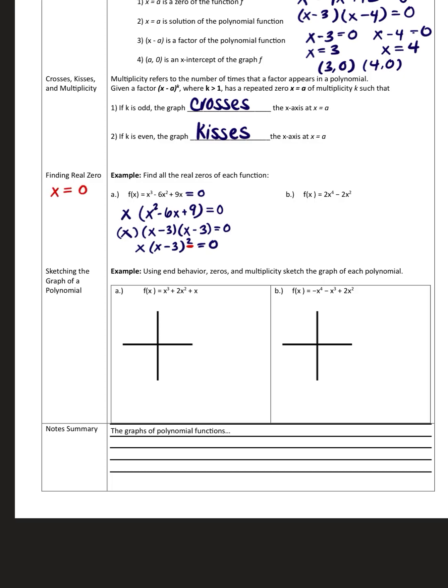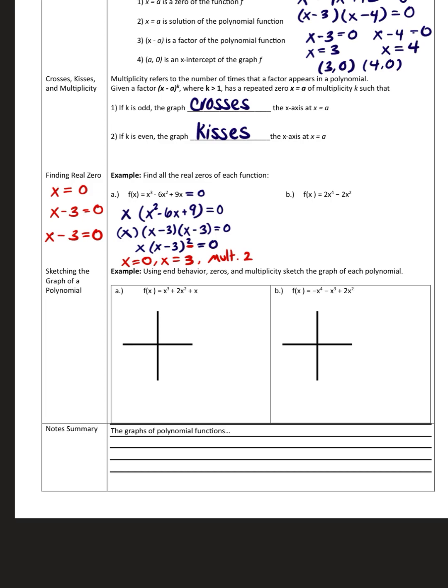If I took all of these and set them equal to 0, so x is equal to 0 and x minus 3 is equal to 0, and I have a multiplicity of 2, so technically I have another x minus 3 equals 0. Then each of these would simplify to x equals 0, x equals 3, with a multiplicity of 2. Okay, so we have 3 zeros here. We have x equals 0, x equals 3, and another x equals 3. That's how we get a multiplicity of 2.